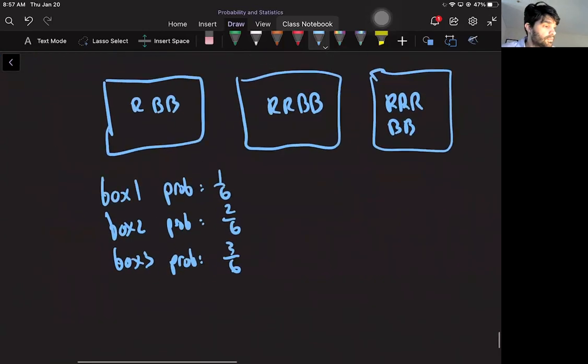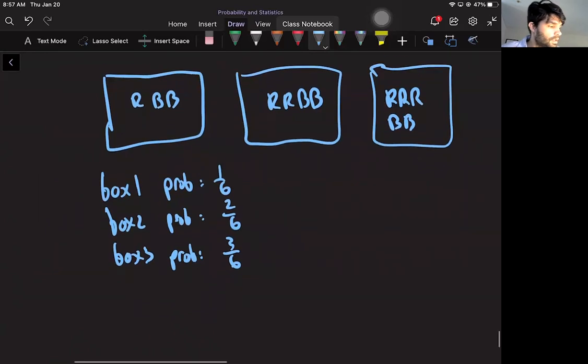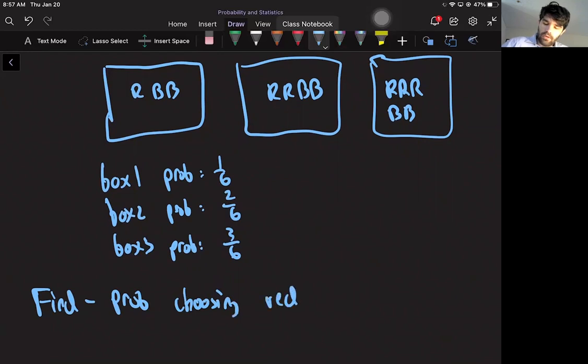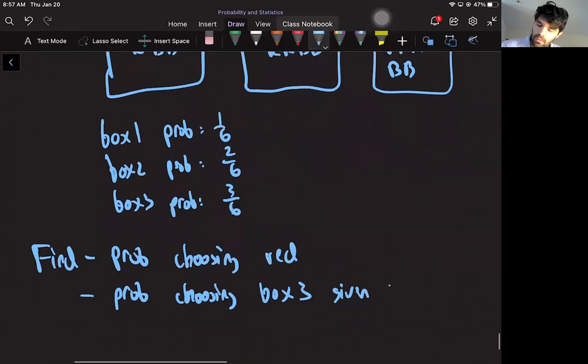So let's do something like: find the probability of choosing red, and find the probability of choosing box 3 given we selected blue.